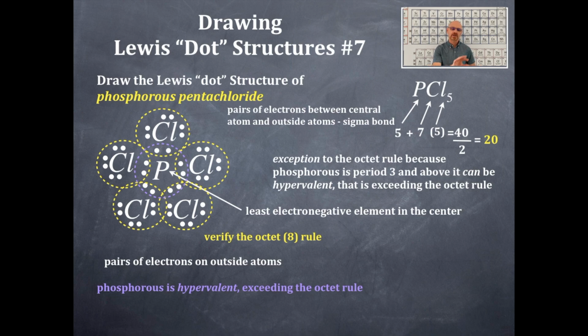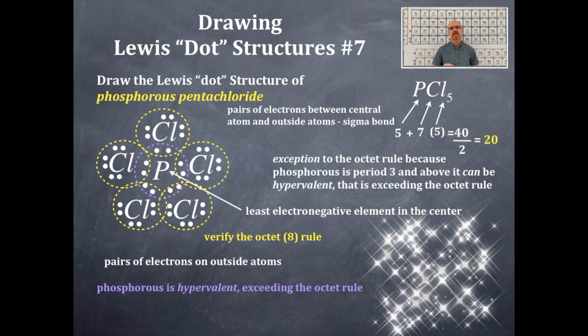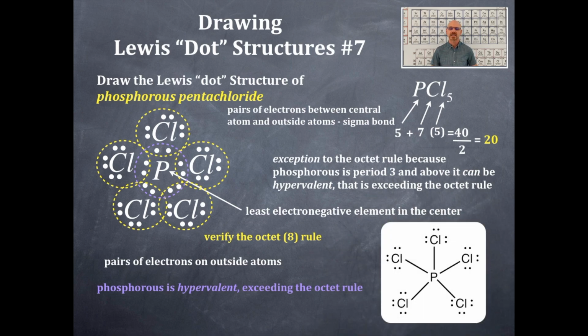All right, now what we're going to do is we're going to clean up this Lewis dot structure, draw lines for bonding pairs of electrons, leave the lone pairs of electrons as dots, and then we're going to have this beautiful structure right here. All right, hopefully that works out well for you. You should see that beautiful structure. That's what we're looking for right there.